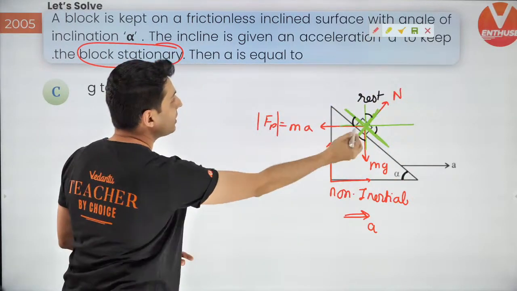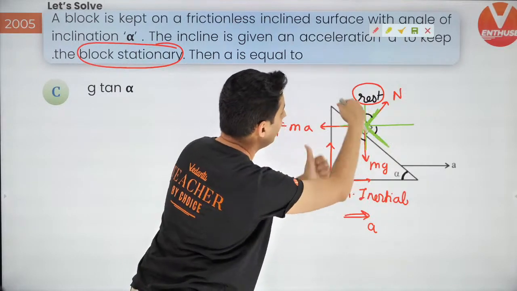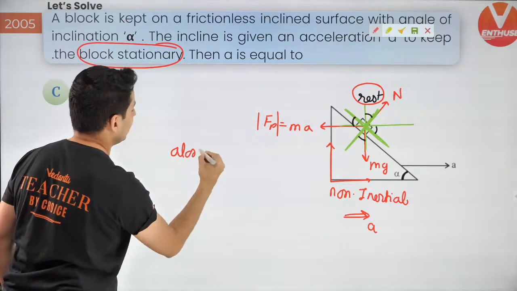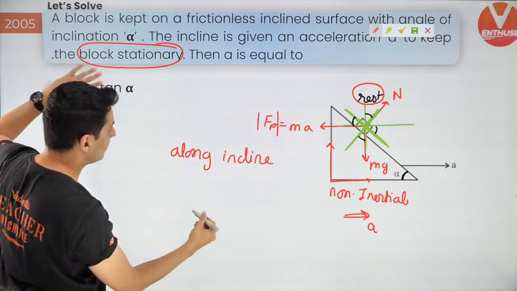So once you know this, you know what to do, guys. The net force should be zero because it is at rest. And which component will you balance? Along the incline. So think about it, you're going to get the answer.